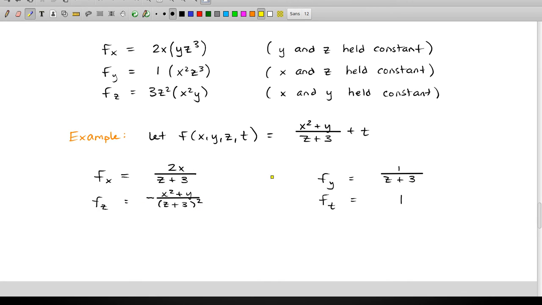Derivative with respect to z. We have a constant over z plus 3 plus a constant. And so we now have to use the quotient rule, or simply recognize this as being something to the minus 1 power. And so z plus 3 to the minus 1 power is negative z plus 3 to the minus 2 power times that numerator constant, x squared plus y, plus 0 from the t. And finally, partial derivative with respect to t. This whole thing is a constant from t's perspective, and so you just get 1.